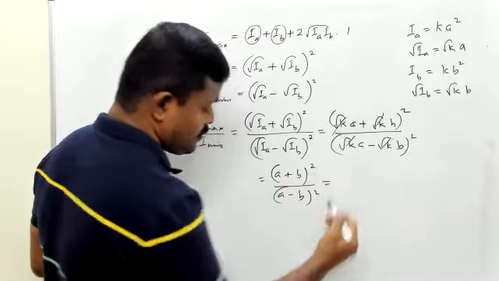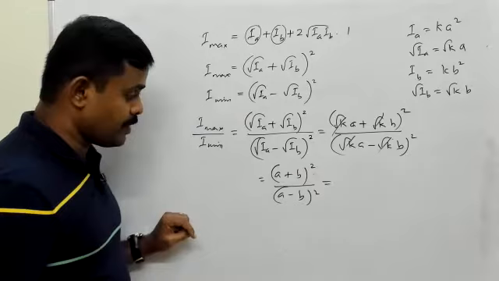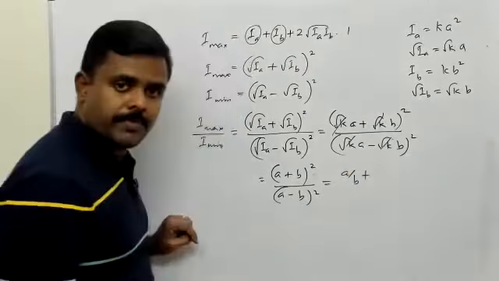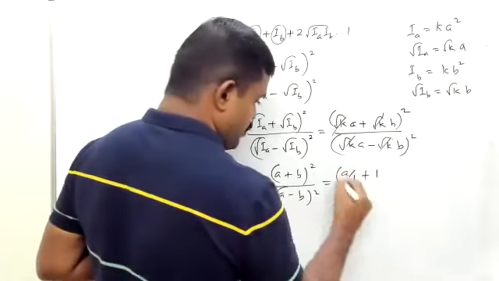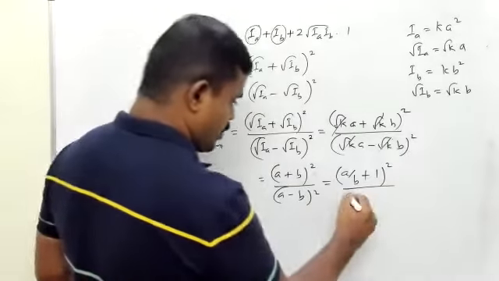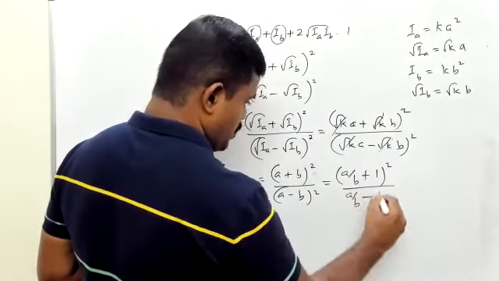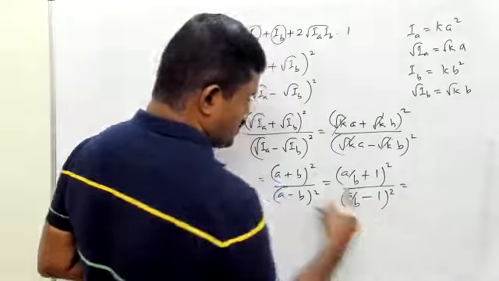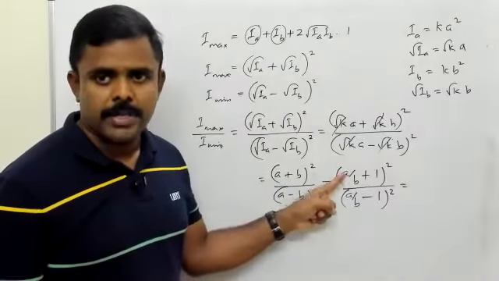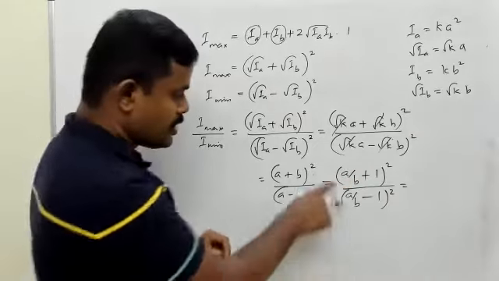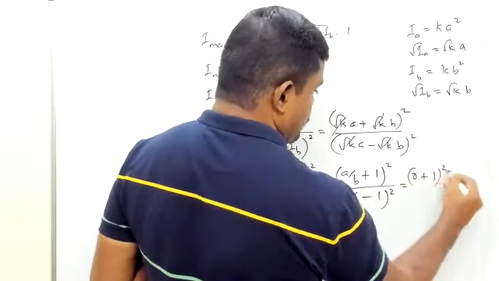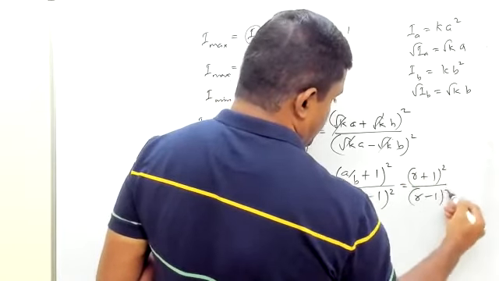I'll do one last thing. I'm going to divide everyone with B. A divided by B, A by B, plus B divided by B, B by B, 1, the whole square, divided by A by B minus B by B, 1, the whole square. This A by B is called amplitude ratio. A is amplitude of the first wave, B is amplitude of second wave. So this is ratio of amplitudes, which I can call R. So it is R plus 1 the whole square by R minus 1 the whole square.